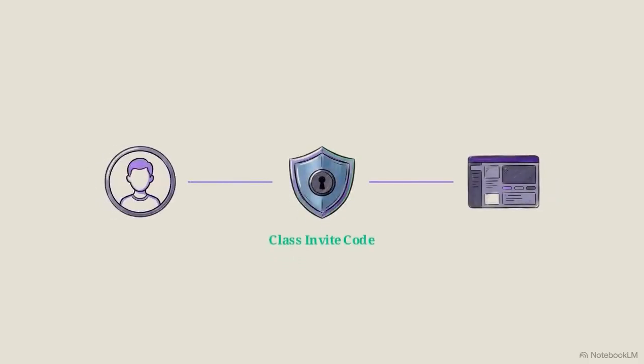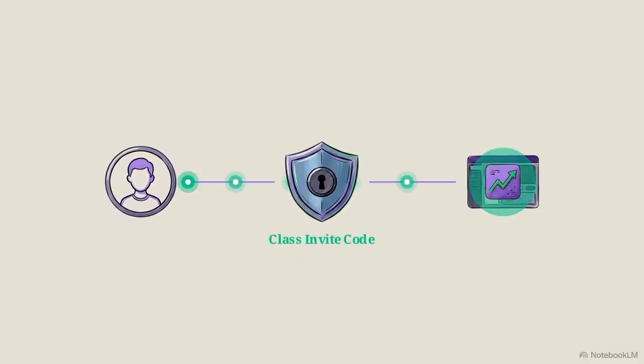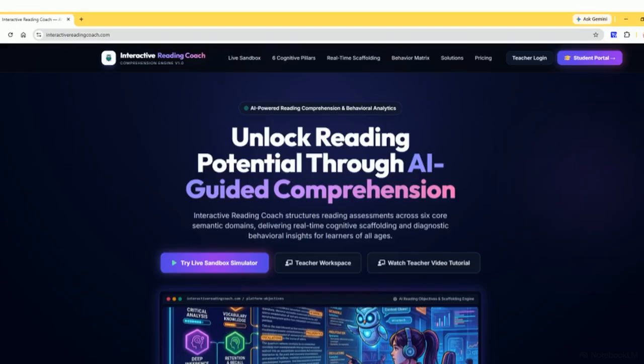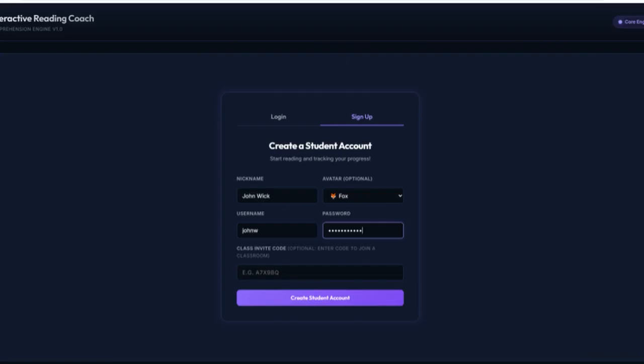It is important to have this code ready now, as it is the only way to ensure your reading data and progress are correctly reported to your teacher's dashboard. Our first step begins on the Interactive Reading Coach homepage. Look in the top right corner of the navigation bar and click the purple button labeled Student Portal. This opens the portal interface. It defaults to the login screen, so click the Sign Up tab to begin creating your profile.